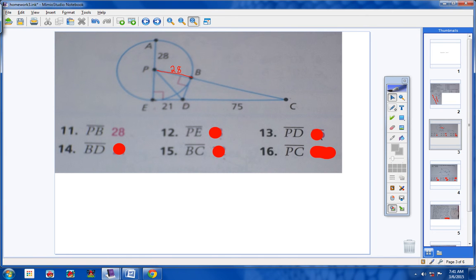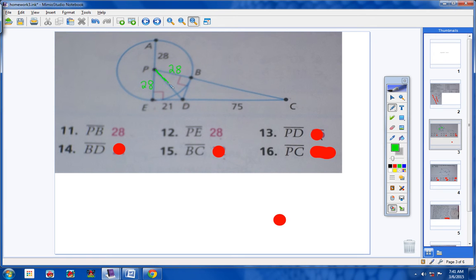Alright? And I might change colors here to make this show up a little better. Alright, so this is 28. Now, PE. Well, guys, PE is also a radius, is it not? Sure it is. So that length is also going to be 28. So the answer to number 12 is 28. PD. Well, where's PD at? Here it is right here.